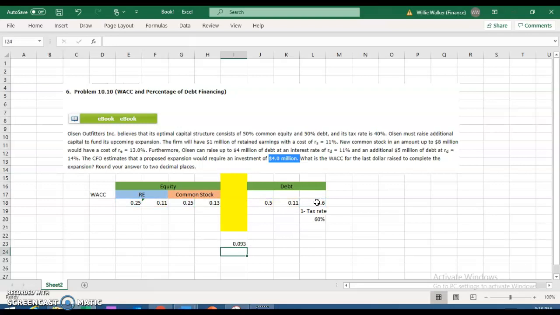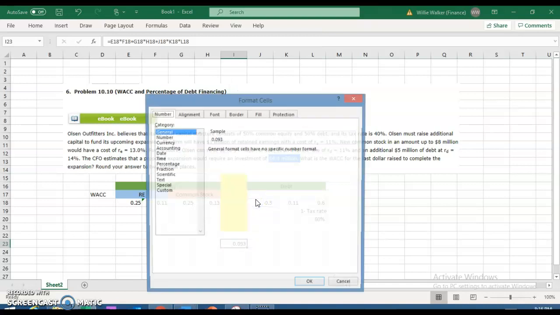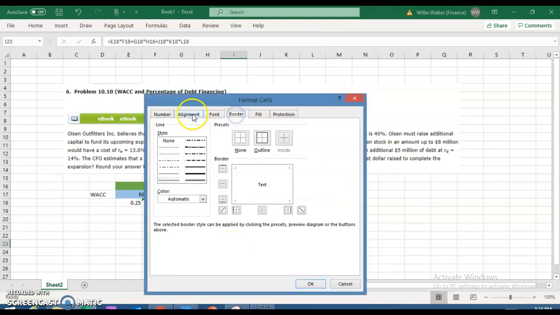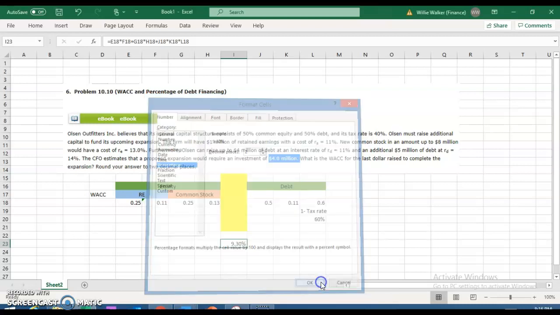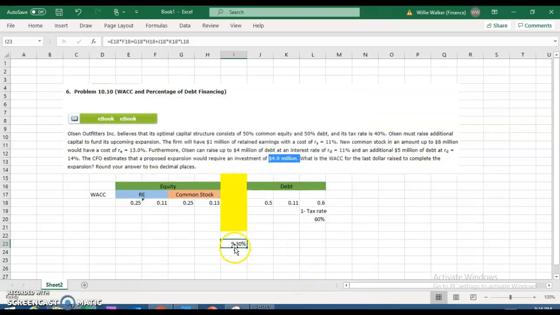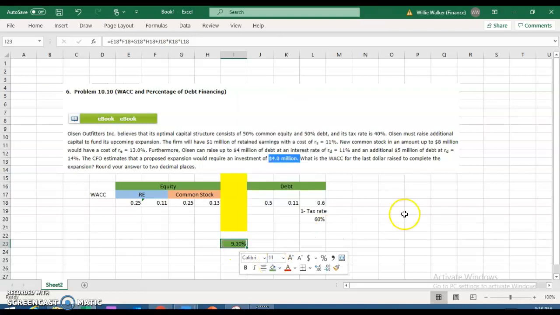So now, if I hit enter, it gives us 0.093. And if we change this around, we can turn it into a percentage of 9.3%, and this is our answer.